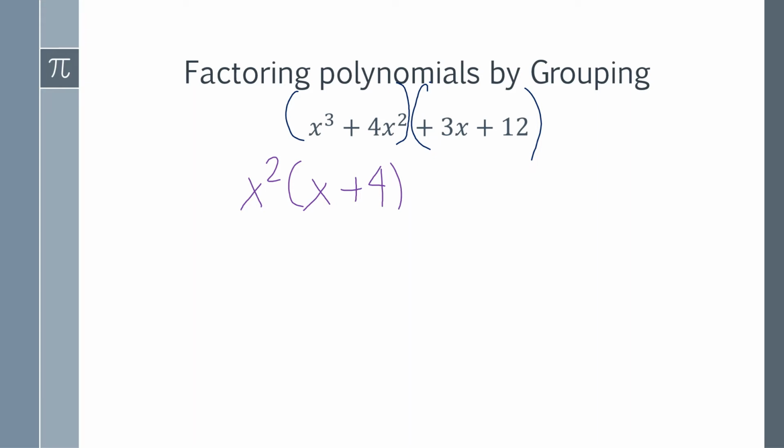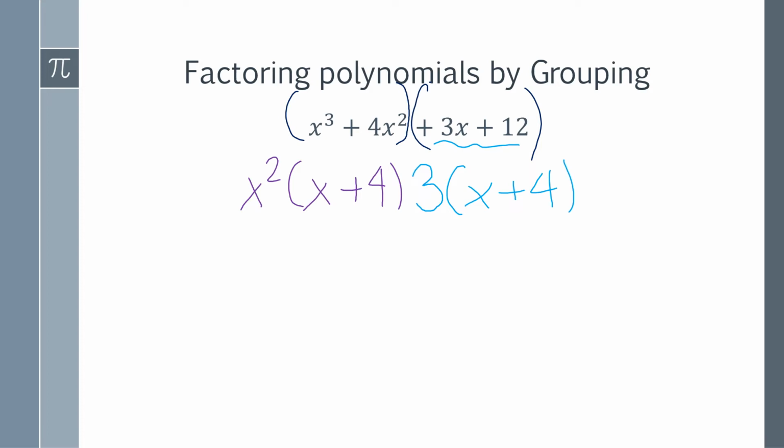All right. Let me go to my second binomial. I have a positive 3x plus 12. The greatest common factor of all of that, what they have in common, is a 3. Nice. What's going to be left on the inside? x plus 4.